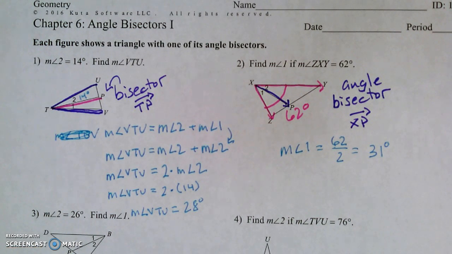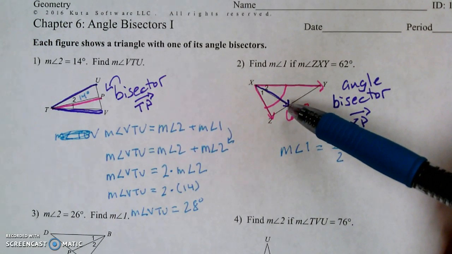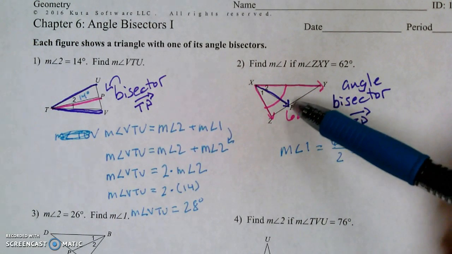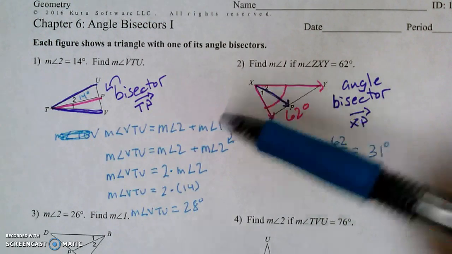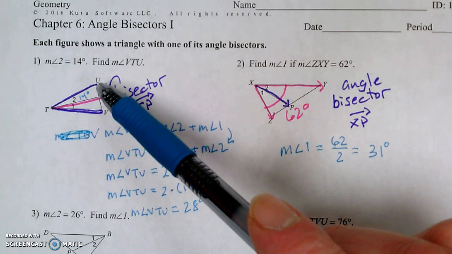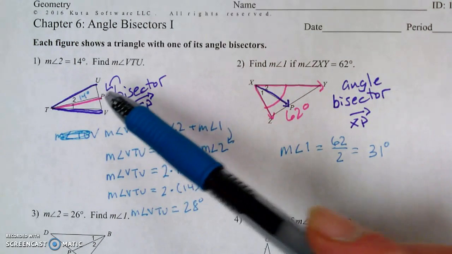Again, you wouldn't even have to write all that much out if you're doing it on your own. You just need to recognize that the angle bisector cuts the angle in half. If you know the large angle, you just divide it in half to get either one of the small angles. If you know the small angle, then all you have to do is double it to get the large angle.